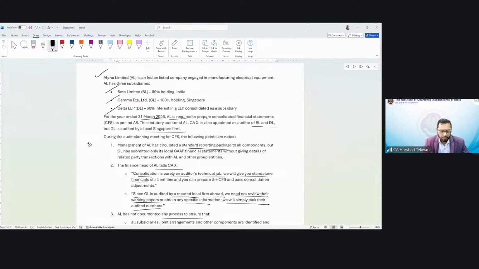And Gamma Limited, since it is a Singapore company following accounting policies which are different from the consolidated financial statements, management should take appropriate steps to convert the financials into the GAAP followed for the CFS and make appropriate adjustments for that also. Okay. Very good. Anyone else with anything further to add?